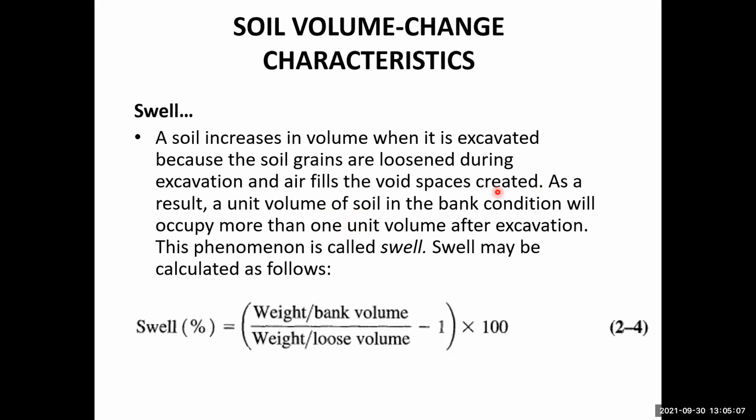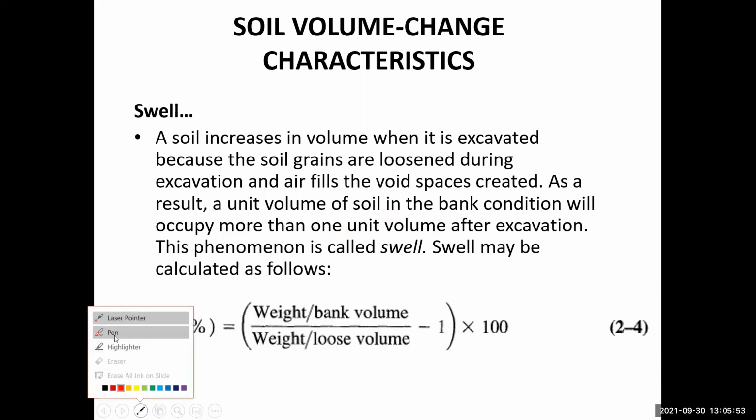So soil increases in volume when it is excavated. Why in the bank condition is it higher? No, you are confusing both things. A unit volume of soil in the bank condition will occupy more than 1 unit volume after excavation. That means, for example, if the volume of the soil in the bank condition is 1 cubic meter, the same 1 cubic meter will become, say, 1.1 cubic meter after the excavation. This is the meaning.